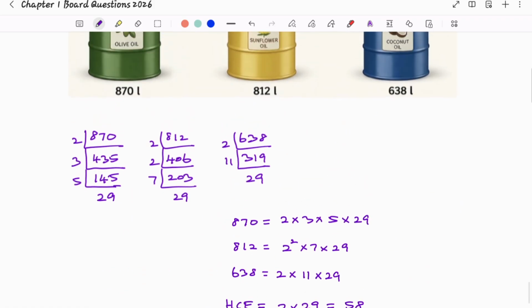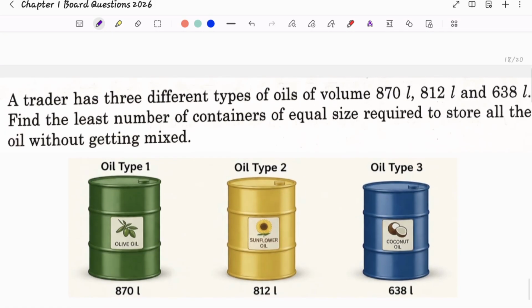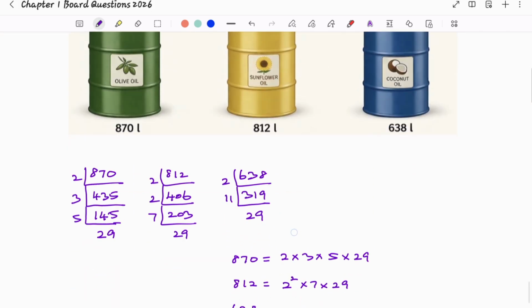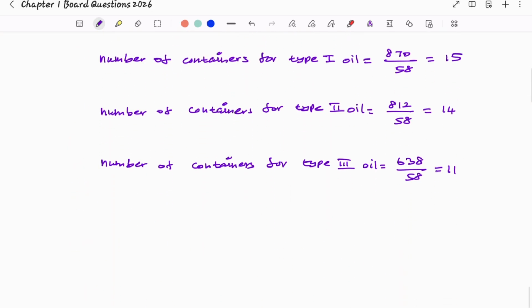But see the question. Our question is, find the least number of containers of equal size to store all the oil. So we need to add all these. So total number of containers is equal to 15 plus 14 plus 11. So the final answer is 40. So totally we need 40 containers to store all the oil.